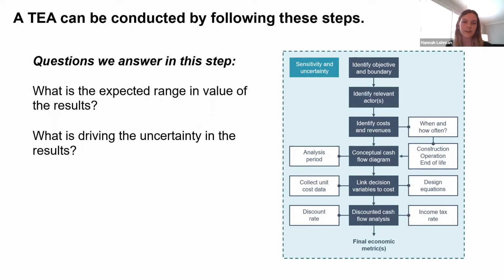And then the next step is sensitivity and uncertainty. So if we want to look at a range of values and not just have a single value for our inputs, maybe the price of electricity ranges from one value to the next, how will we account for that? And so questions we might ask are, what are the expected range and values of the results? And then if we have uncertainty, what is driving the uncertainty?